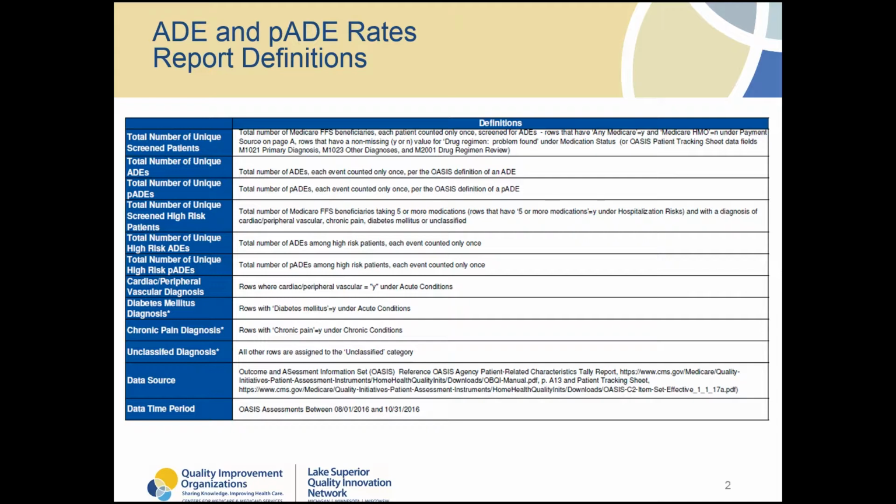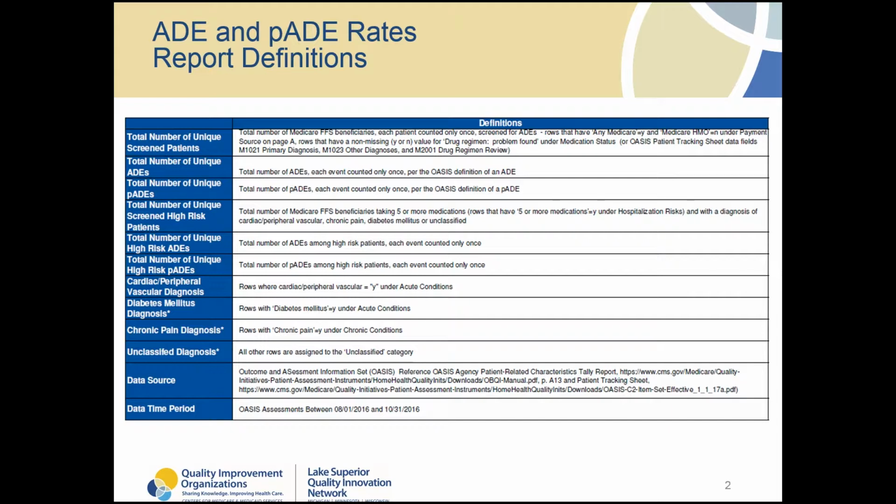Next is total number of unique ADEs. Each event is only counted once per the OASIS definition of an adverse drug event. Total number of unique pADEs. This is the total number of potential adverse drug events. Each event counted once per the OASIS definition of a pADE.